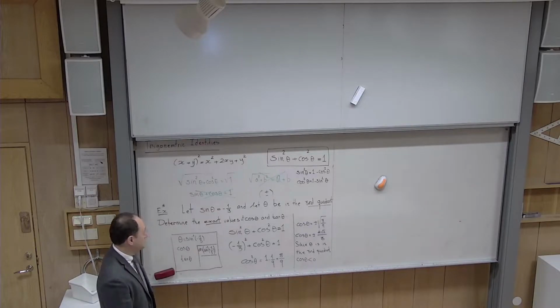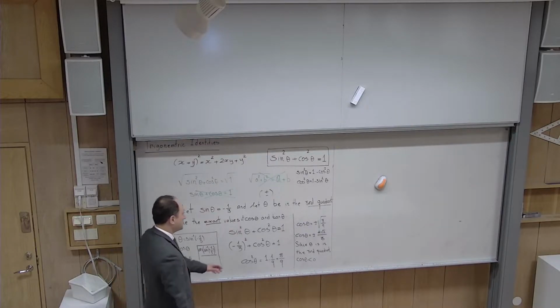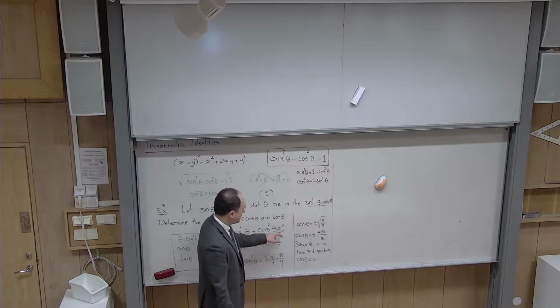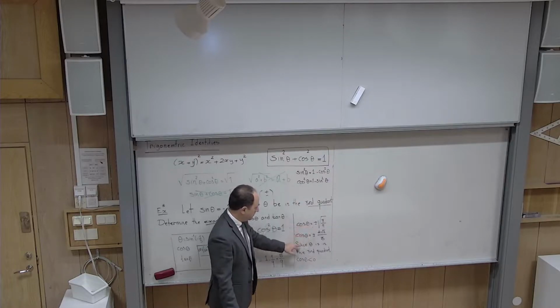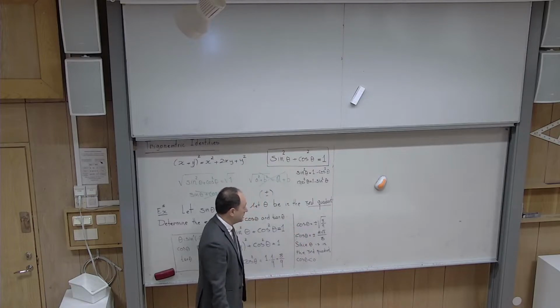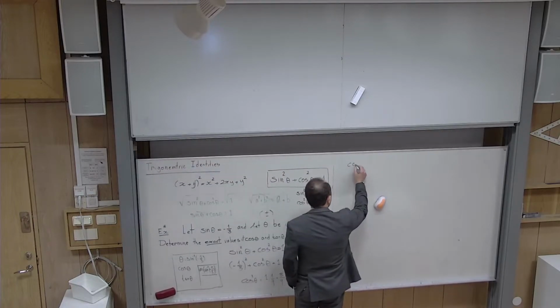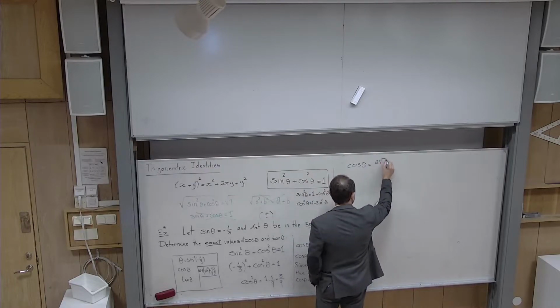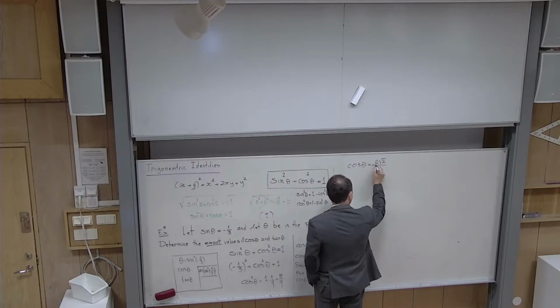Why should I put it in parentheses? I don't understand. Because there are two solutions for this. You should have a reason to throw one of them away. So first you calculate both of them, and you need to have a line of reasoning why you want to throw the other one away. So anyway, cosine theta becomes negative 2 square root of 2 over 3.